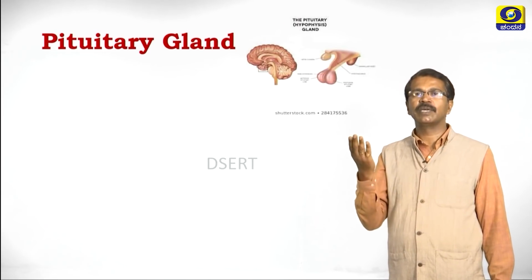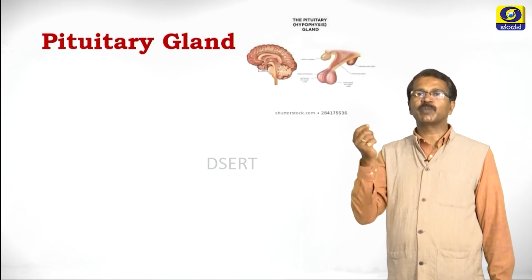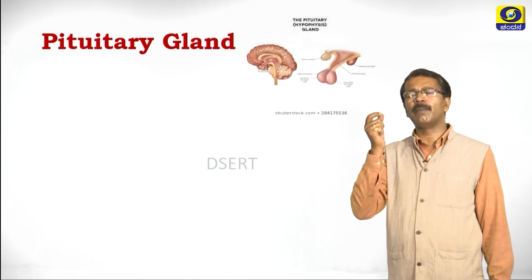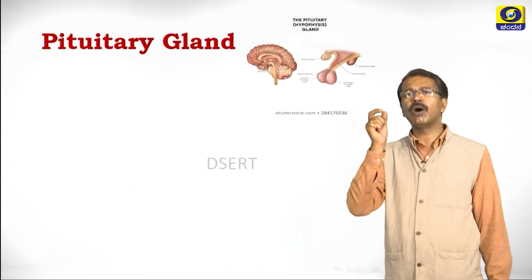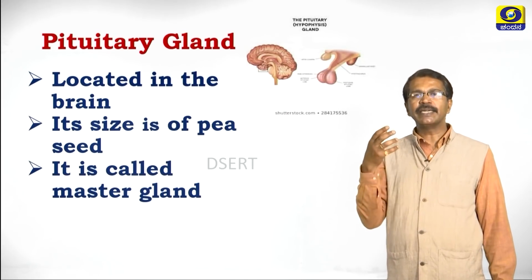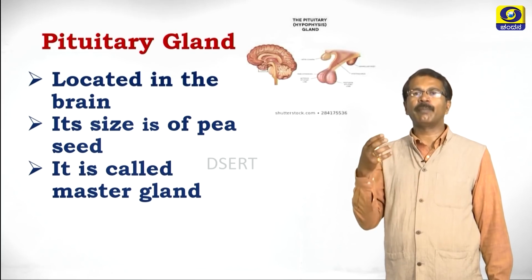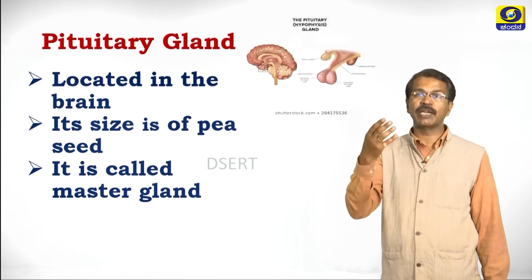Look at the diagram or the picture. Pituitary gland, as I said, is present in the brain, and among all the glands, it is the smallest gland. It secretes a hormone called growth hormone. Apart from that, this pituitary gland controls all the other glands which I mentioned.